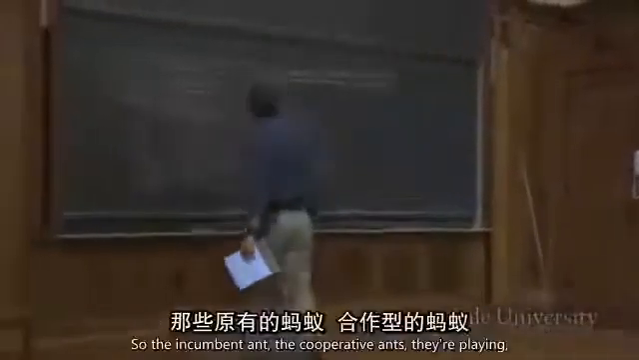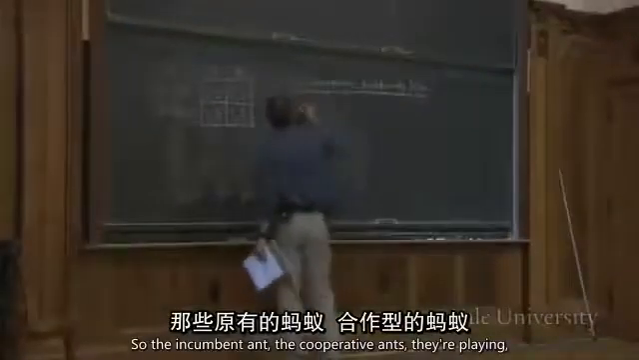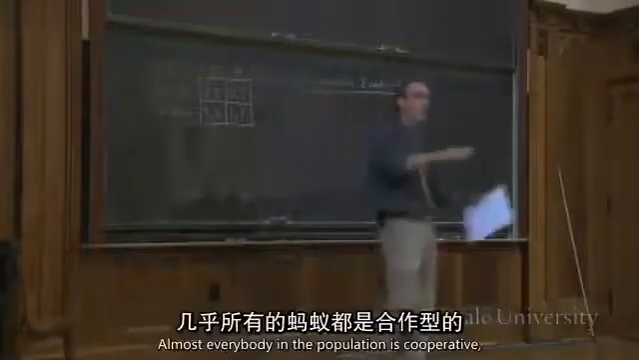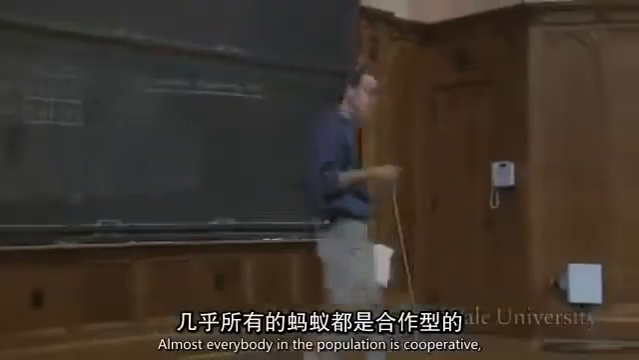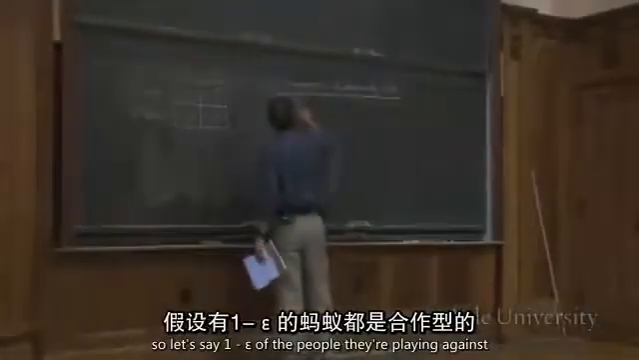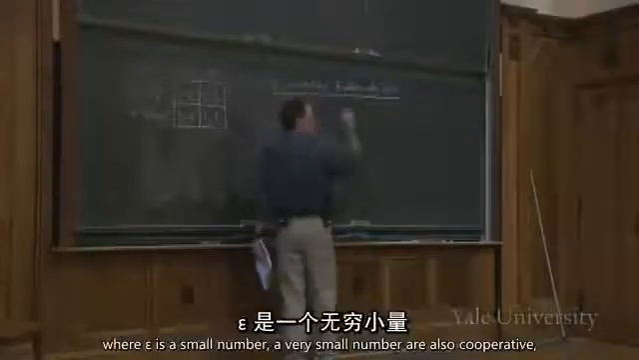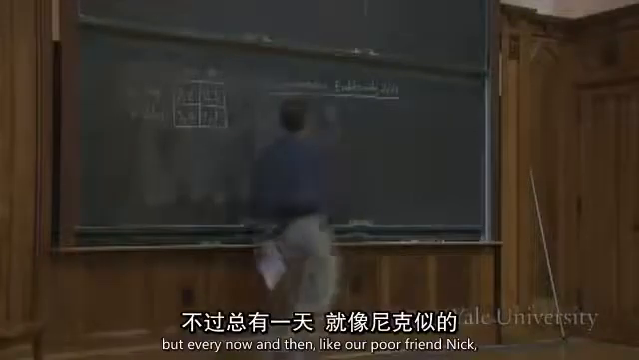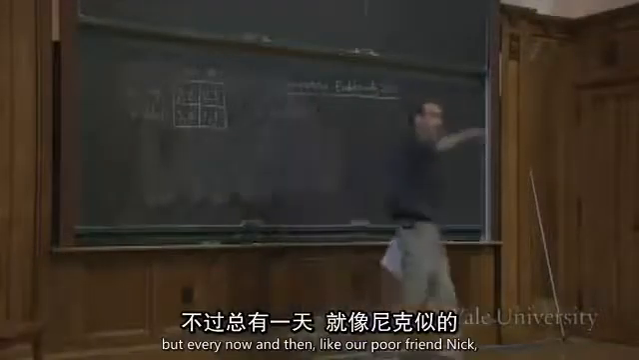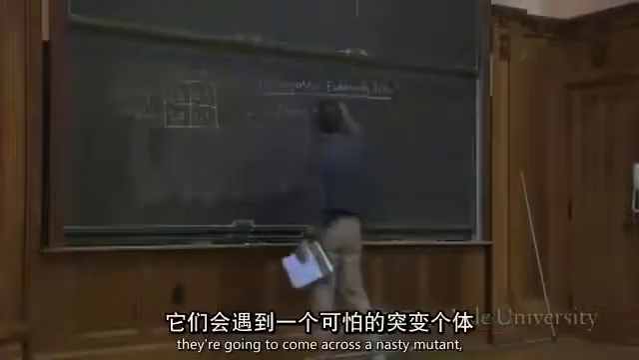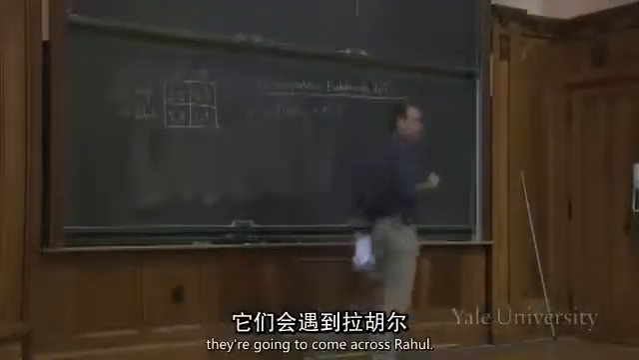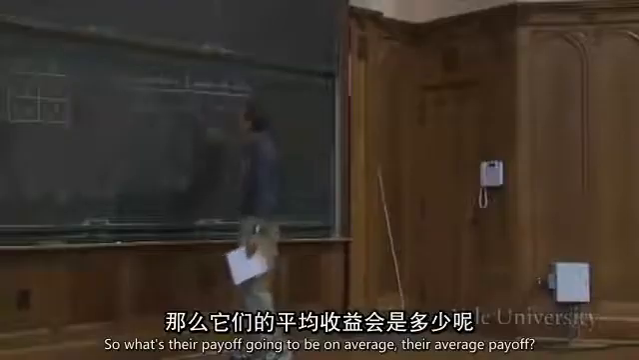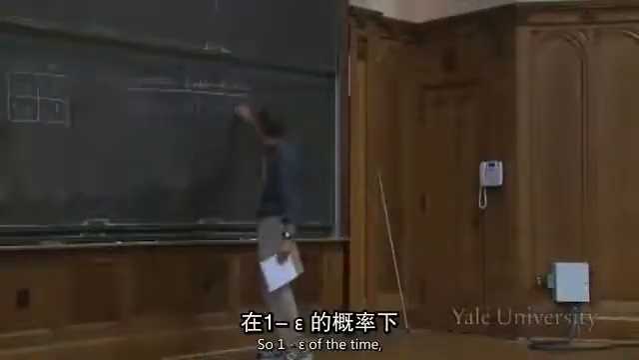The incumbent ants, the cooperative ants, we're interested in their payoff, and they're playing a population that's mixed. Almost everybody in the population is cooperative. So let's say 1 minus epsilon of the people they're playing against, where epsilon is a very small number, are also cooperative. But every now and then, like our poor friend Nick, they're going to come across a nasty mutant. They're going to come across Rahul. So what's their payoff going to be on average, their average payoff? Okay, so 1 minus epsilon of the time.